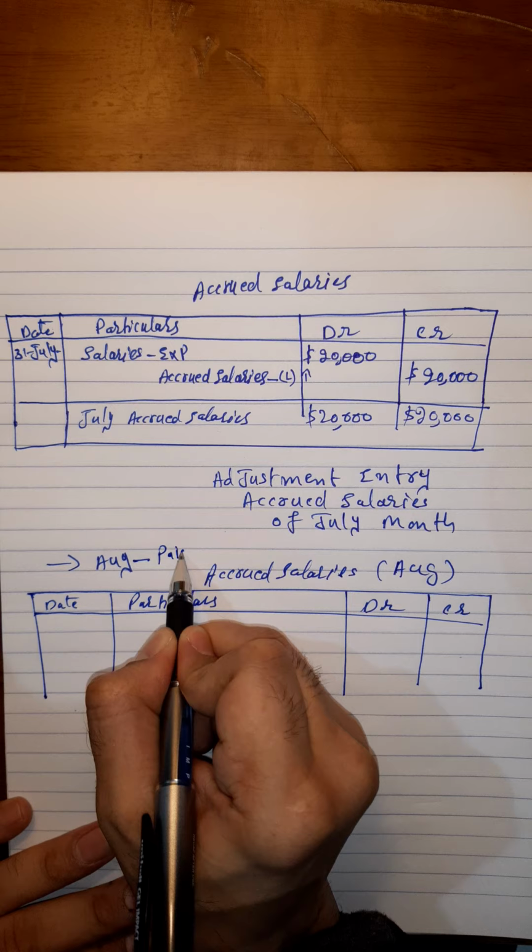We are saying all those expenses which occurred but not paid are called accrued expenses. Right? Now we take an example. For example, July month salary not paid by the company.